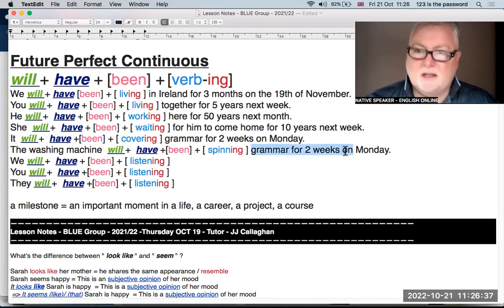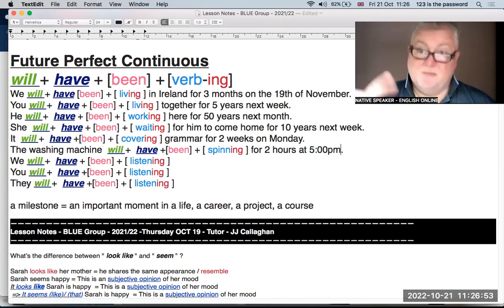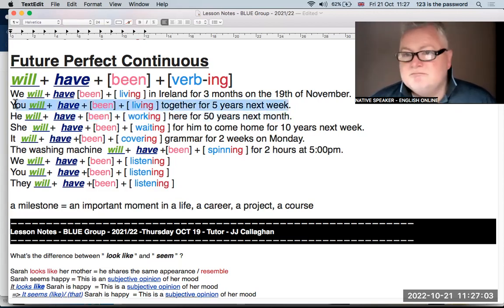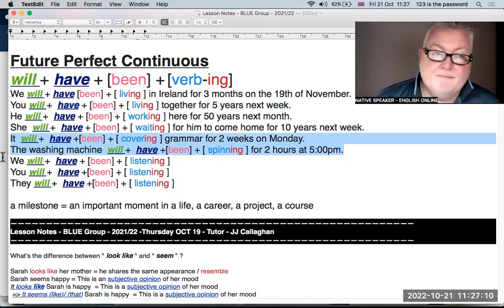So you checked it at 3 o'clock and it was spinning. And now it's 4:45. So you say it will have been spinning for 2 hours at 5 o'clock. At 5 p.m. will be this milestone. Now, it's just an example. These other examples about your anniversary, living together, they're more common, but it's possible that somebody might do it like that. That's not very popular, but it's possible.